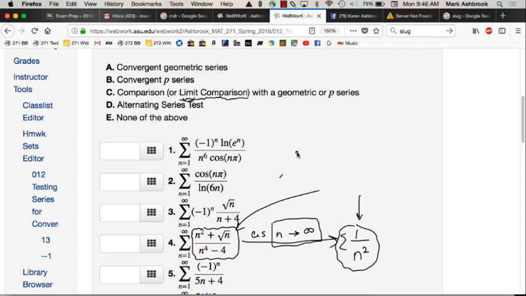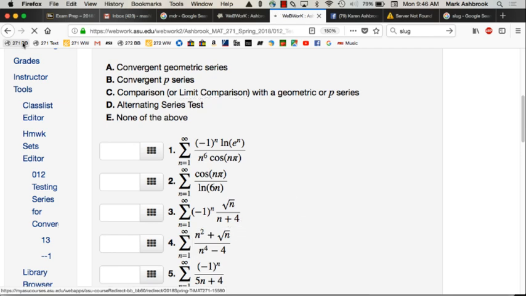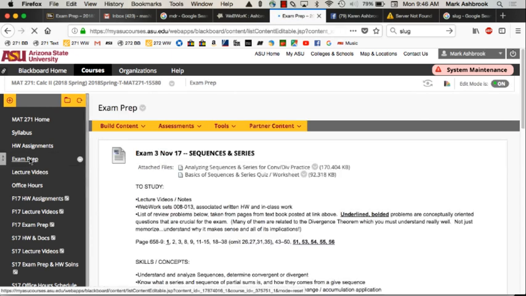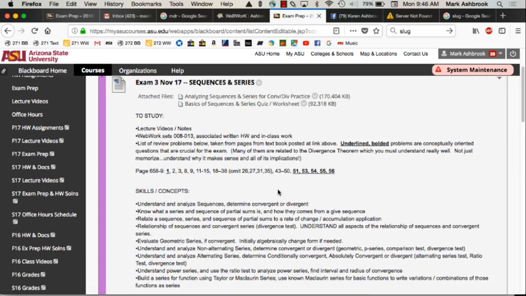And I put up a whole slew of 271 Blackboard. If you go to exam prep, I got lots of information to help you study. There's practice of analyzing sequences and series for convergence and divergence.